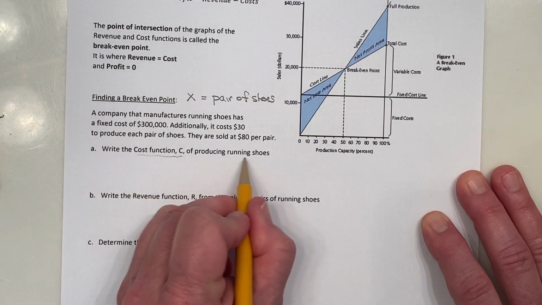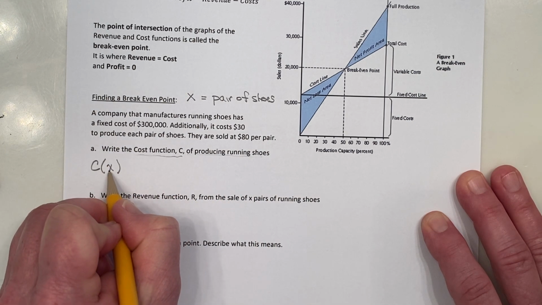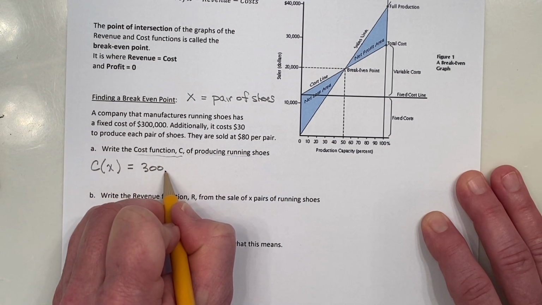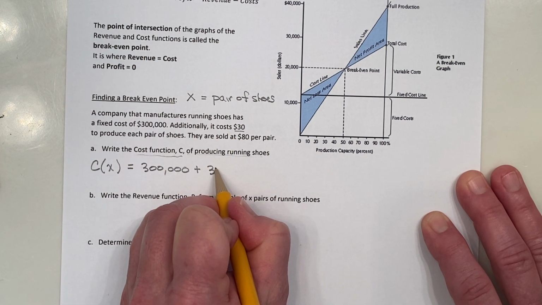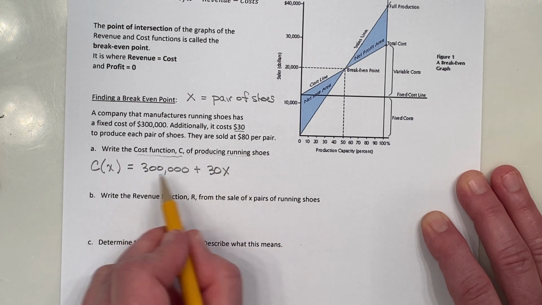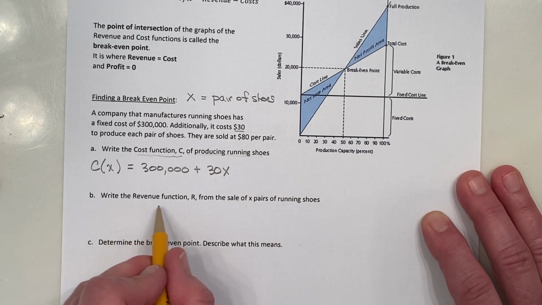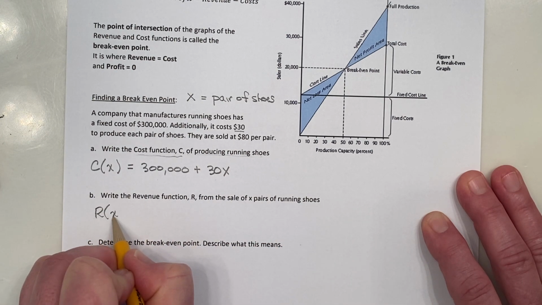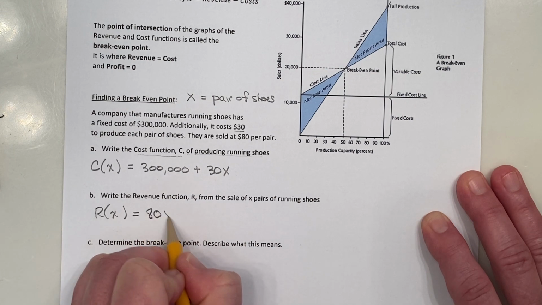So they want us to write the cost function of producing running shoes. So the cost to the company in terms of the number of pairs of running shoes they sell is equal to their fixed costs, $300,000, plus it told us that it costs $30 per pair to make, so 30 times X. So I could have rearranged this and put 30X first. It doesn't matter the order. They want us to write the revenue function from the sale of X pairs of running shoes. So the revenue function as defined up at the top, they're going to make $80 per pair of shoes.